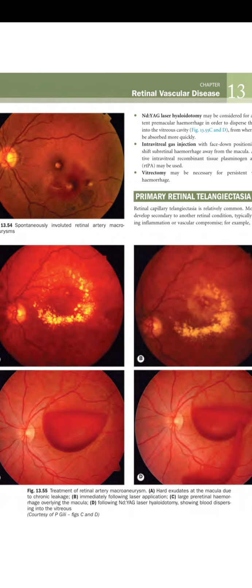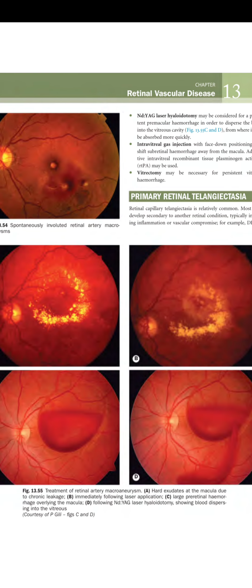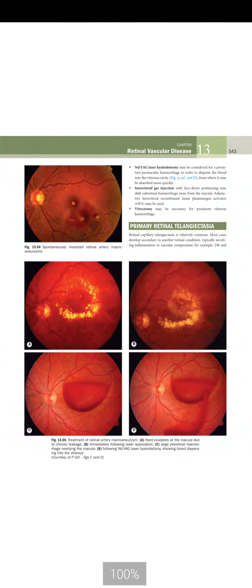This shows the treatment of retinal artery macroaneurysm. A shows hard exudate at the macula due to a chronic lesion. B shows immediately following laser application, and C shows a large preretinal hemorrhage overlying the macula. D shows following Nd:YAG laser hyaloidotomy. You can see the vitreous blood leaking downward into the vitreous. So that's it for part 9. See you in the next lecture.